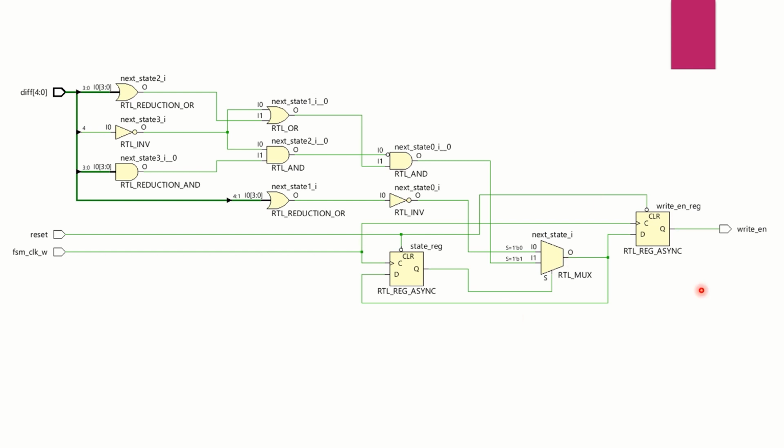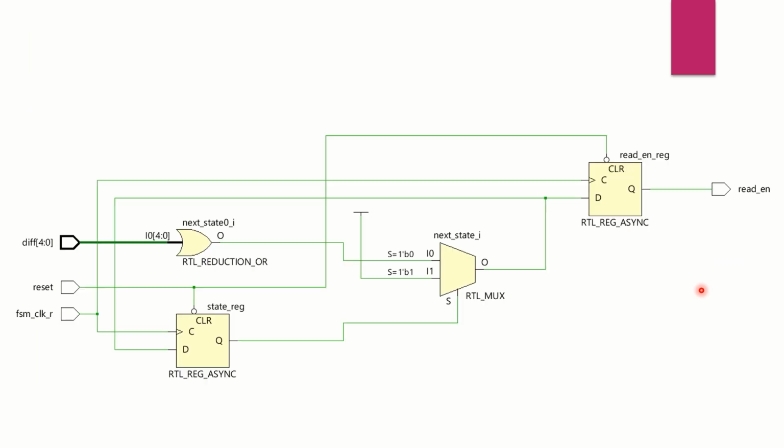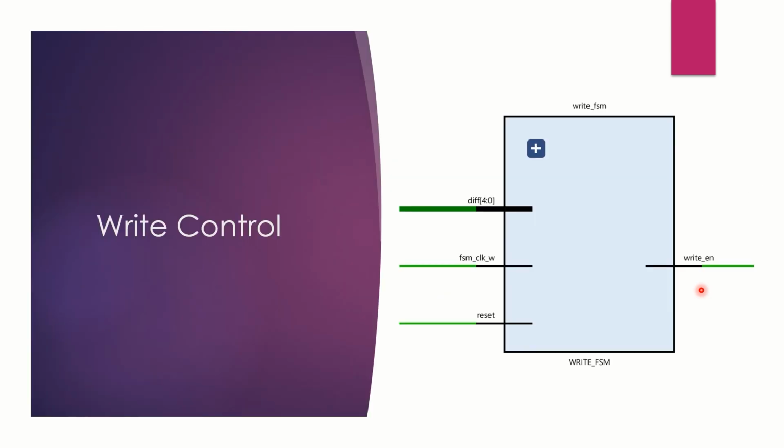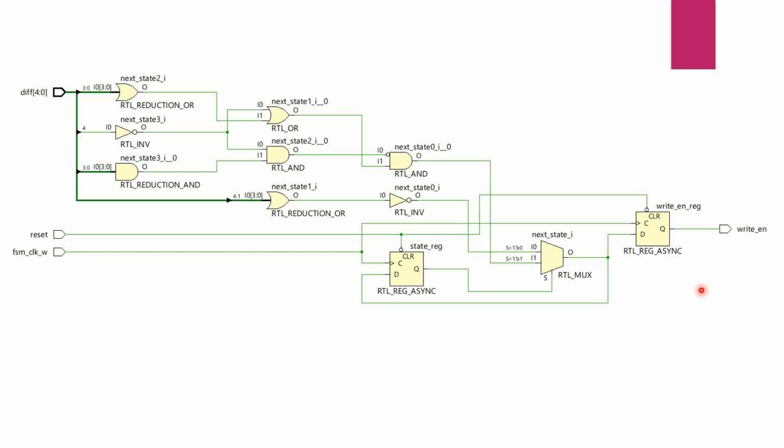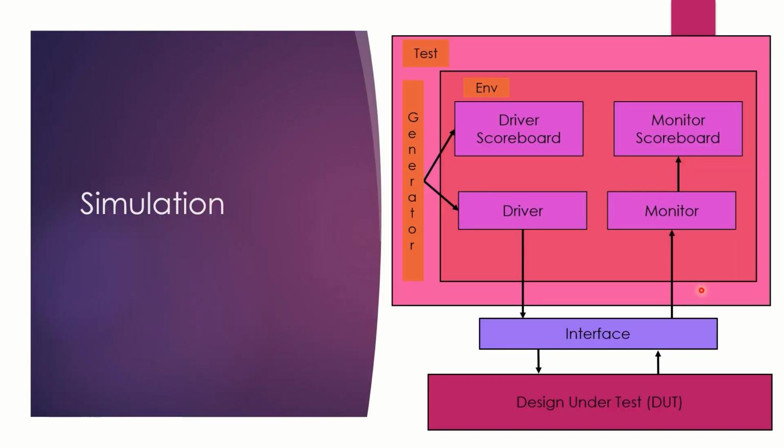There is a difference between the combination logics of read and write FSM since on the read side we do not have to stop the read pointer. Because the frequency of the read clock is slower than the write clock, it will never happen that it overtakes the write pointer. The test bench for simulation consists of the blocks as shown in the image.